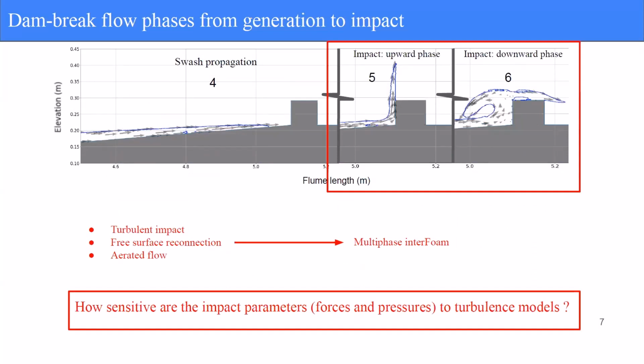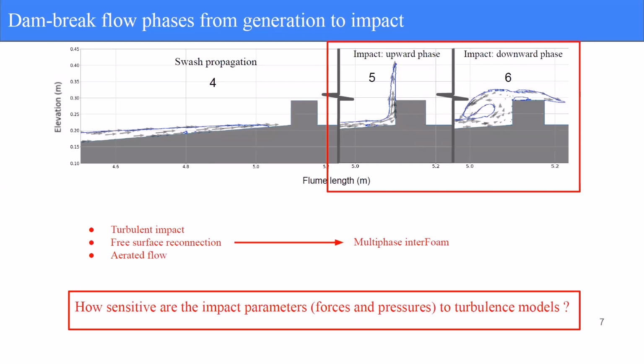I also have to say something, because in the normal case, this removable sandbag is movable. So these sandbag units can be displaced. Normally you should put a dynamic mesh, which is what we did. But here we are showing you the simplest case to really concentrate on the impact dynamics. We know that this flow is very turbulent, that we have free surface reconnection, and that the flow is very aerated. This is why we used the multi-phase solver interFoam.